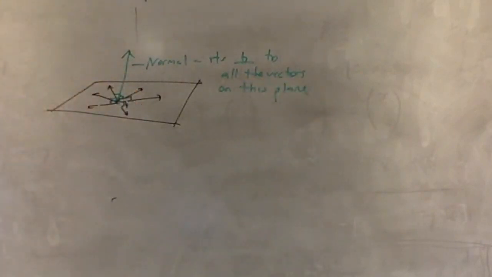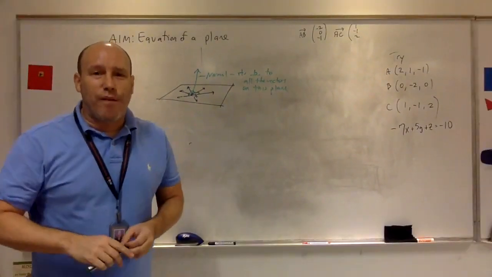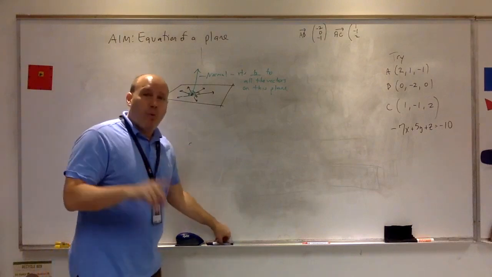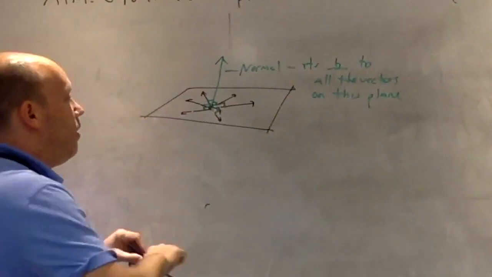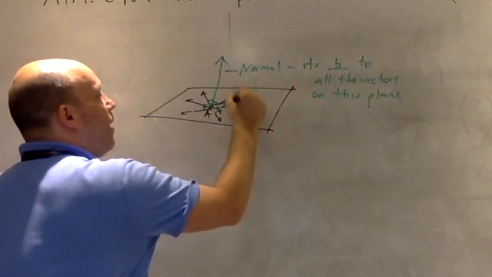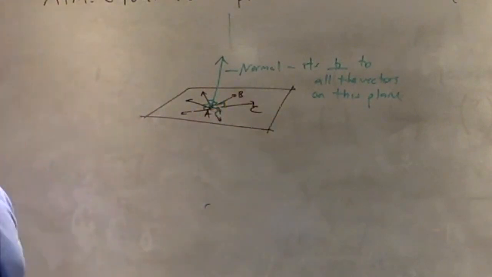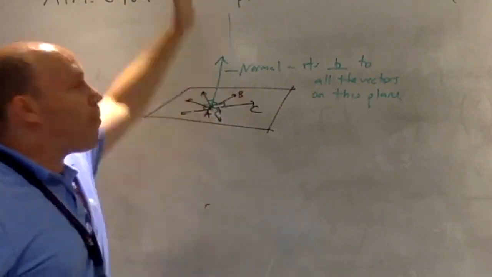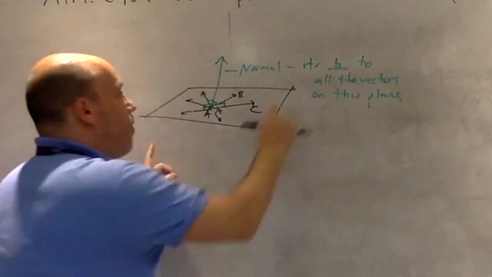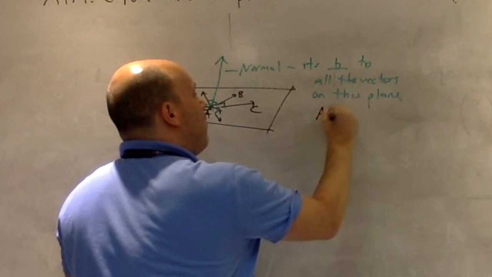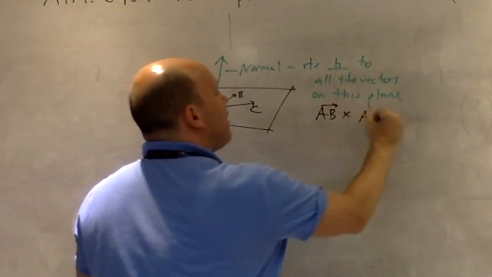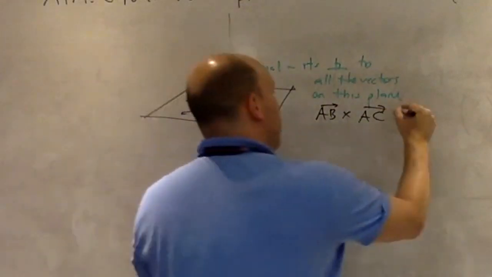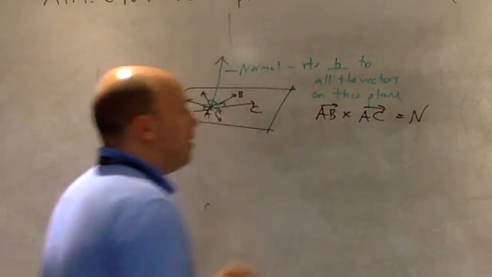So you say, okay, but how do I find the direction vector of this vector? How do I know that? Well, remember, we have 3 points. This might have been A, this was B, and this was C. And we saw, using the cross product of two vectors, we can find the perpendicular vector. So remember, AB cross AC is the normal. We call it N.